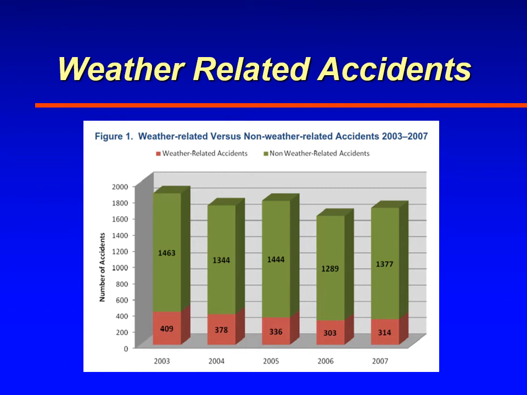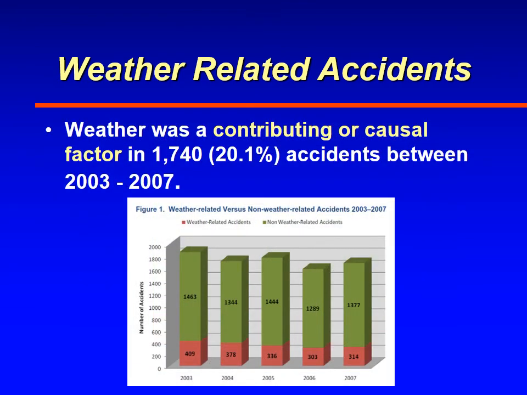Over this period of time, all of those accidents could be broken down into whether they had weather as a factor, or if they just occurred by other factors, such as pilot error. If you look at these numbers, you can see that weather is a small portion of that. If you do the statistics, it works out to about 20% over this 5-year period. And that's a number that you should remember: 20% of all accidents are weather related.